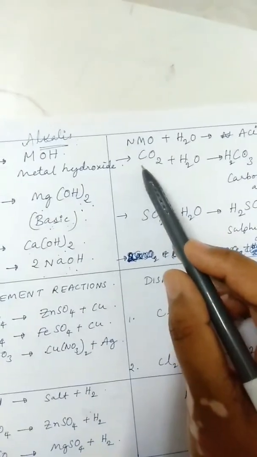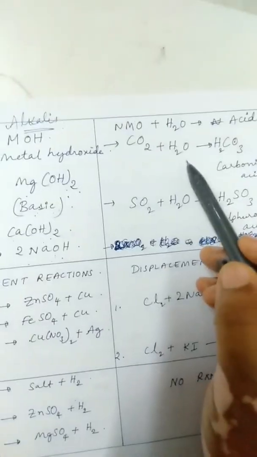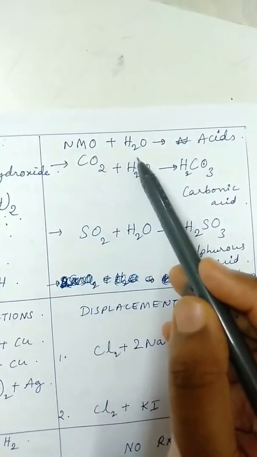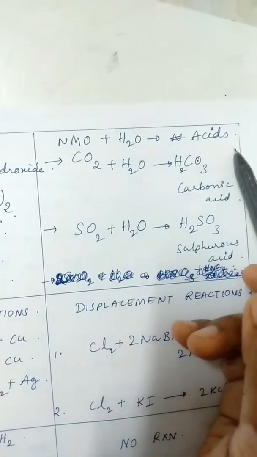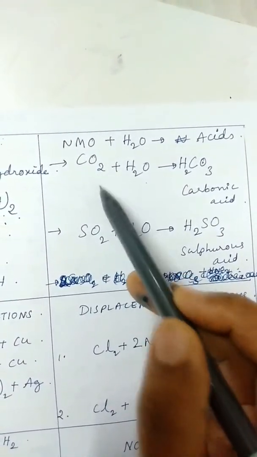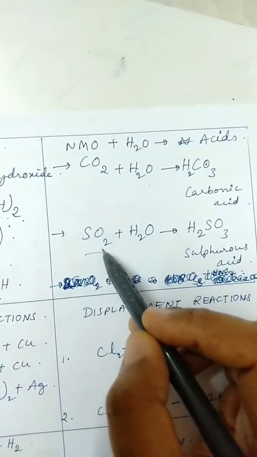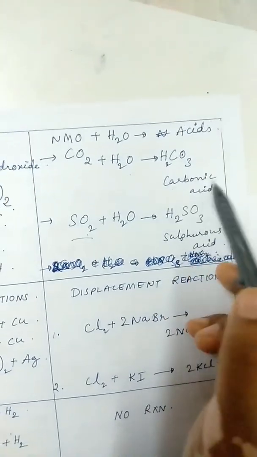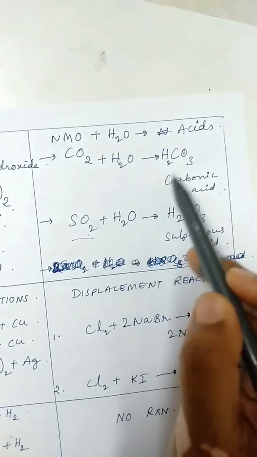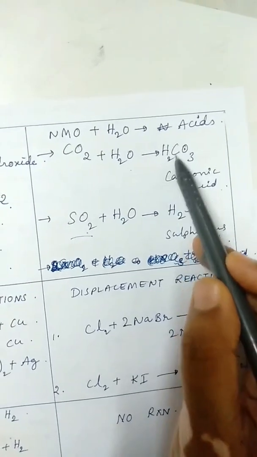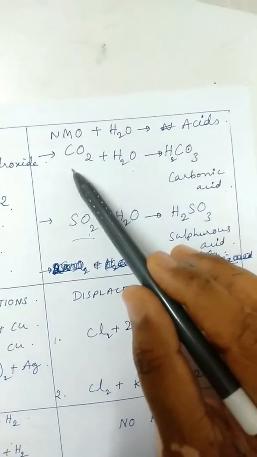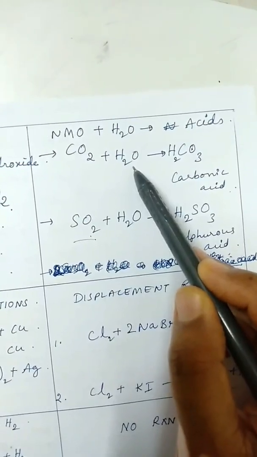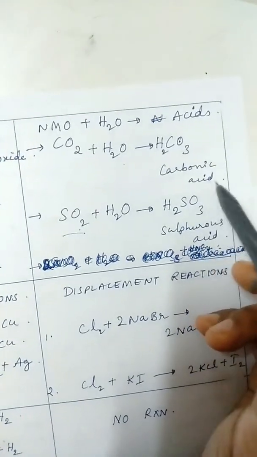Let us see what will happen when a non-metal oxide is dissolved in water. When a non-metal oxide is dissolved in water, acids are formed. So what are the examples of non-metal oxides that we saw just now? Carbon dioxide and sulfur dioxide. When they are dissolved in water, carbonic acid is formed. Can you see what is the formula of carbonic acid? H2CO3. Carbon dioxide, when it dissolves in water, forms carbonic acid.